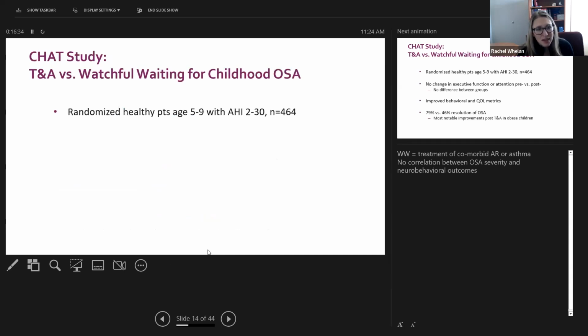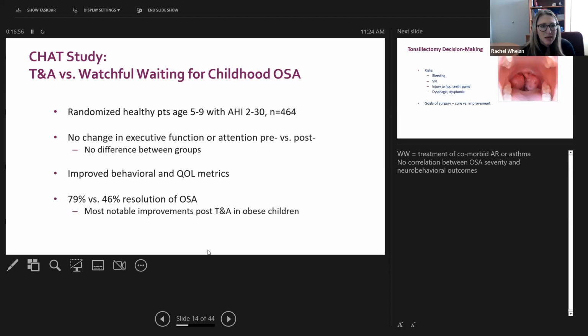And then the big study that came out in the past 5 to 10 years has been the CHAT study, which, whenever somebody's talking about pediatric sleep apnea, you'd be remiss to not bring up. It was a big randomized controlled trial looking at healthy school-age children with sleep apnea. These children were randomized either to upfront adenotonsillectomy or a 6-month period of watchful waiting, where allergies and comorbid asthma were controlled, but the tonsils and adenoids were not addressed.